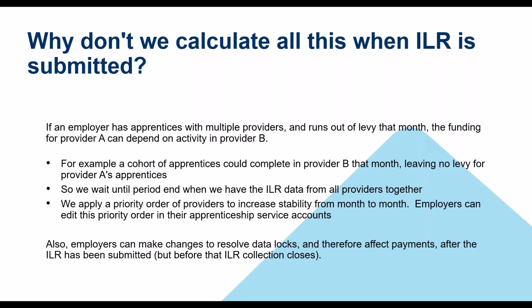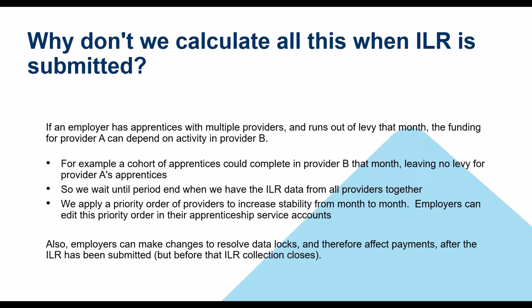So the answer being, if an employer has apprentices with multiple providers and runs out of levy that month, the funding for provider A can depend on the activity in provider B. For example, a cohort of apprentices could complete at provider B that month, meaning there's more money paid out because the completion is obviously higher than normally, almost always higher than the on-program earning. And that leaves no levy for provider A's apprentices.